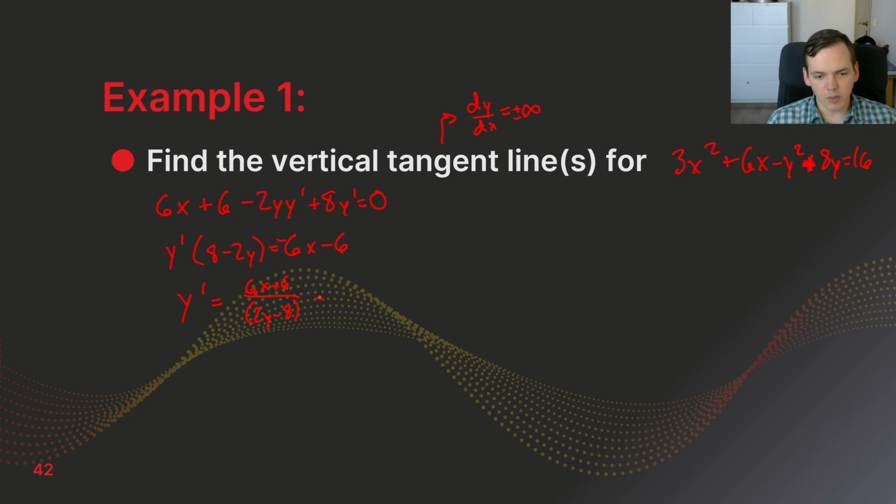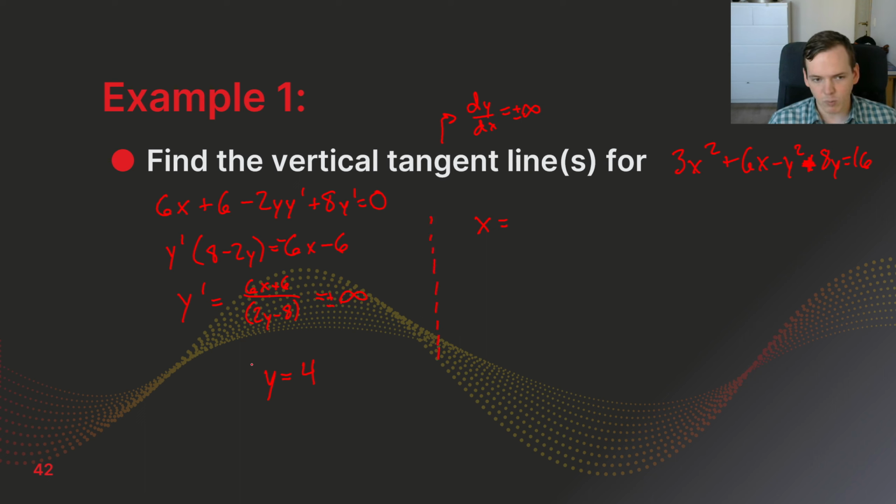So I need to find where this is undefined because it's equal to plus or minus infinity. Well, the way it gets to plus or minus infinity is if our bottom approaches 0 while our top approaches something that's not 0. So in other words, for y equals 4, this will approach infinity. But now we need to find the actual tangent line, which is going to mean that we need to find the value for x, because a tangent line is an x value.